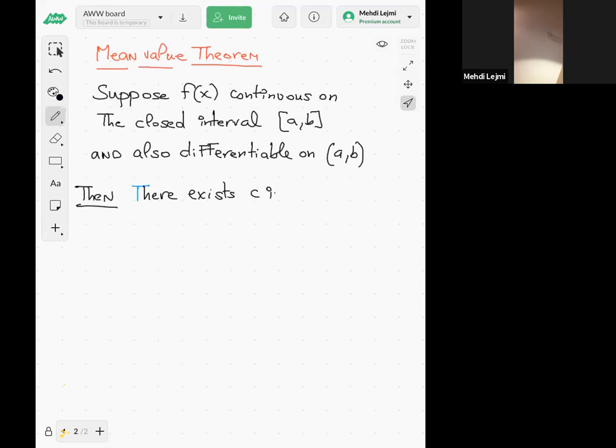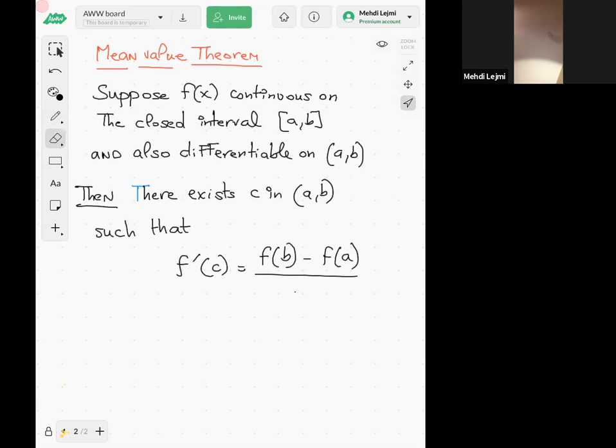a c in the interval (a, b) such that the derivative of f at c is equal to f of b minus f of a over b minus a. All right, so this is the conclusion of the theorem. The theorem says that whenever you have a continuous function, differentiable on this interval (a, b), then there exists a c in the interval (a, b) such that the derivative of f at c is equal to f of b minus f of a over b minus a.